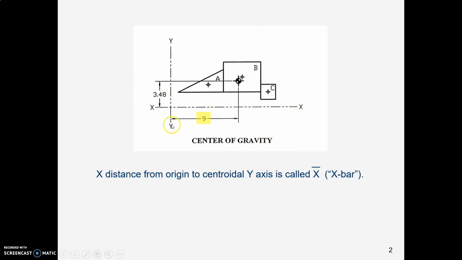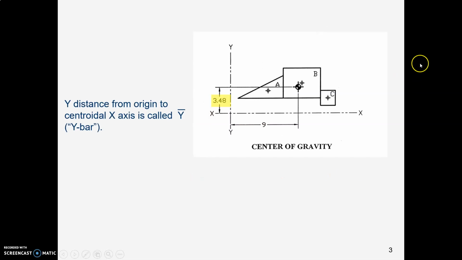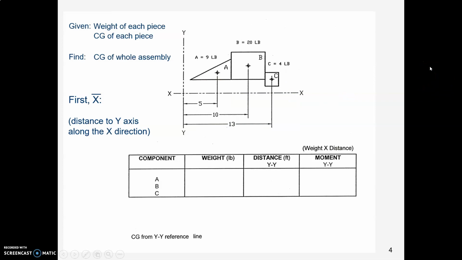When you're trying to find the center of gravity in the x direction, you call that x bar. So it's x with a bar over the top of it. That's the center of gravity in the x direction, and the bar signifies that it's a composite of those three individual shapes. And when you're trying to find the center of gravity in the y direction, that's called y bar. So y with a bar over the top, that's the location in the y direction. So let's look for these now.